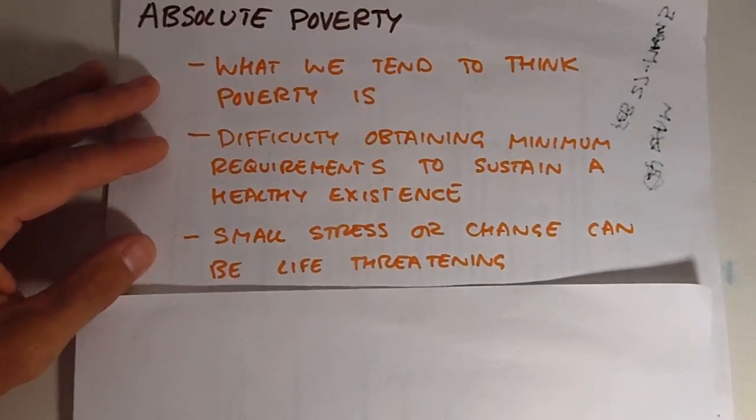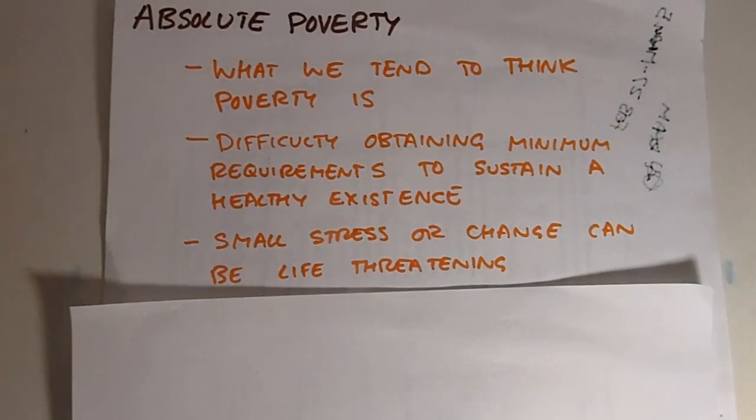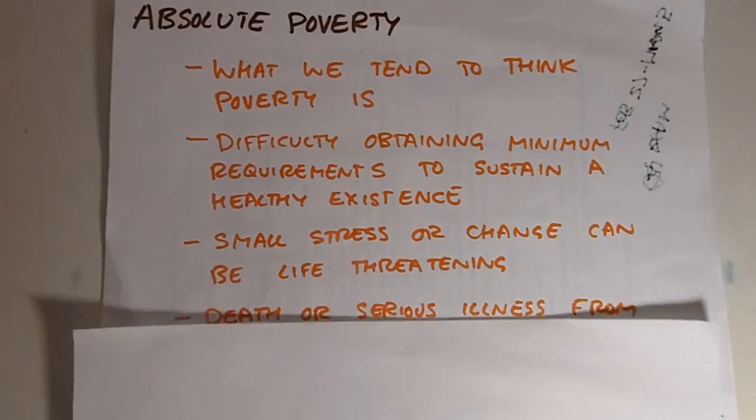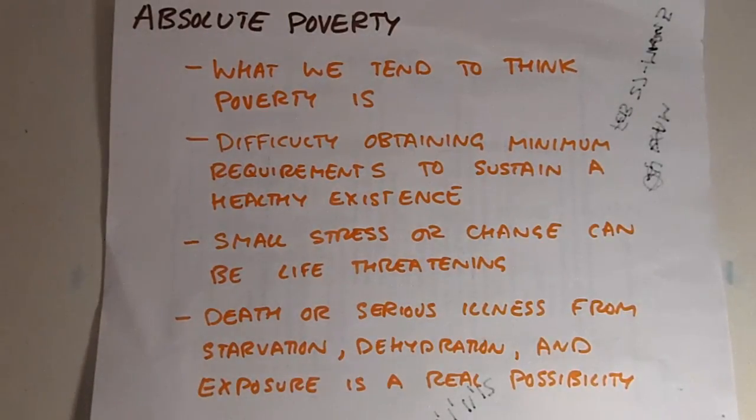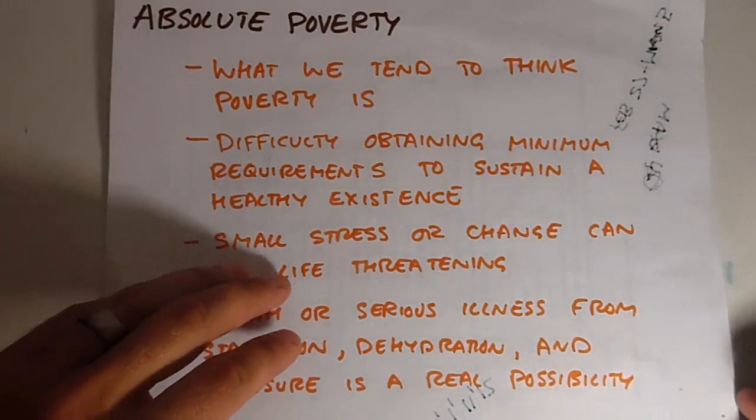So, for example, say you miss an electrical payment and they turn the heat off, and so your house becomes freezing and you get sick because of the cold. Or you have to choose between paying the gas and paying for nutritional food, and so you become sick because of malnourishment. In absolute poverty, death or serious illness from starvation, dehydration, and exposure becomes a real possibility. This is poverty at its lowest level, where life can actually be endangered.